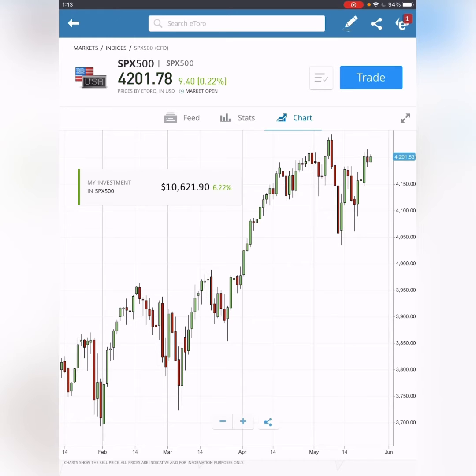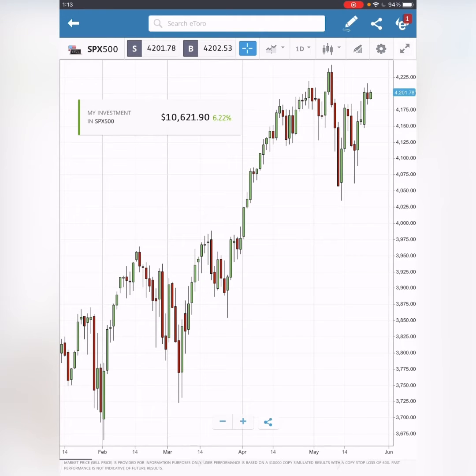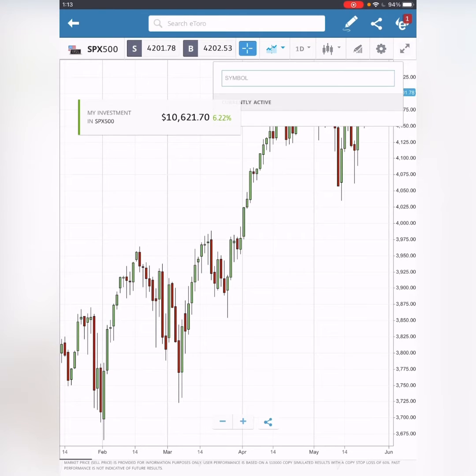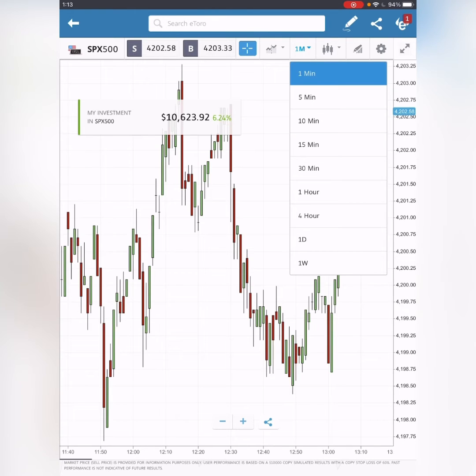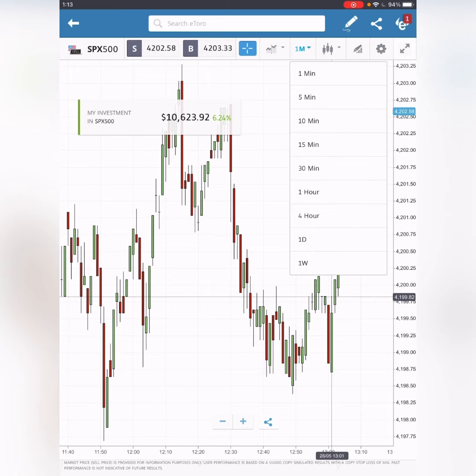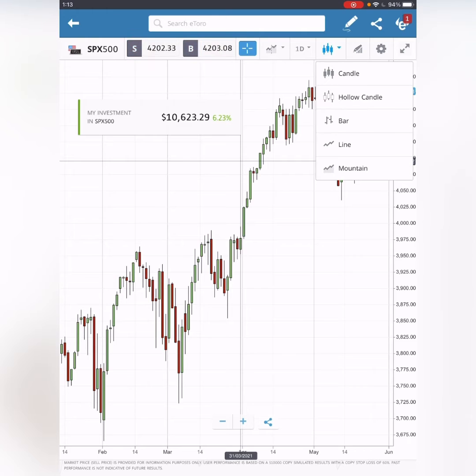Let me just try to maximize this one. Just click that one on the upper right. Okay, so we can see the charts. Let me click the chart. You can actually choose 1 minute, 5 minute, 10 minute, 15 minute, 30 minutes, up to a 1 week chart. It depends on how carefully you want to see the minute details. If you put the 1 minute, then it gives you the 1 minute. So let's go to the 1 day for now. Let's just focus on the 1 day chart. Now I'm going to choose the candlesticks.